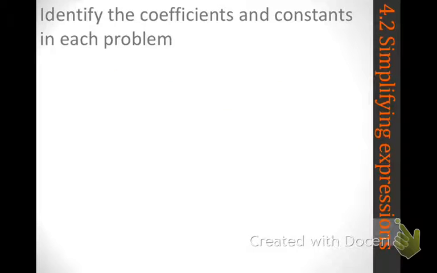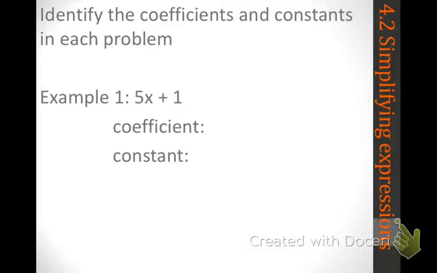So just to practice those words, we're going to identify the coefficients and constants in each problem. The first example has the algebraic expression 5x plus 1. The coefficient, that's the number that multiplies the variable, would be the number 5. And the constant would be the positive 1. So that would be just identifying the coefficient and constant.